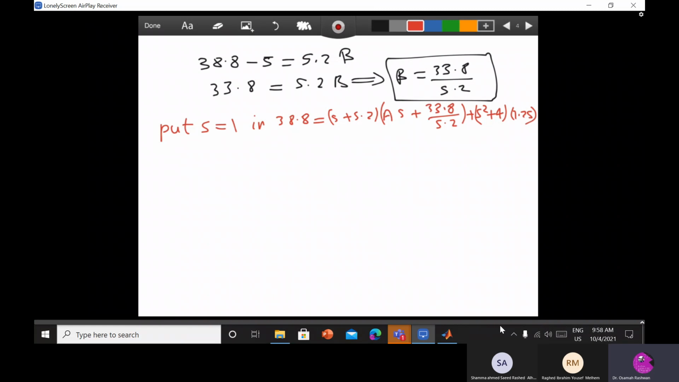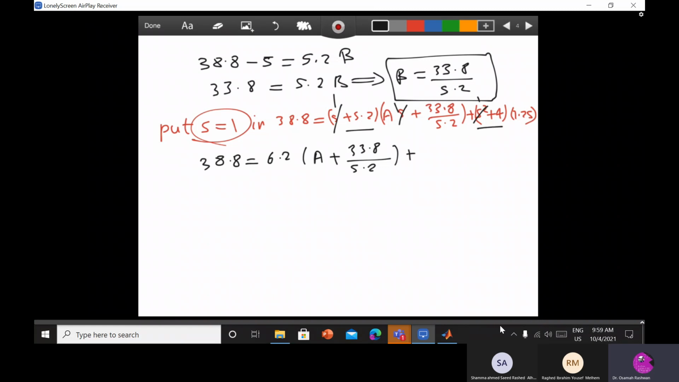Now I will put S equal to 1. So this one will be 1, this one will be 1, and this one will be 1. 38.8 equal to 1 plus 5.2. It will be what? 6.2. And they'll have A here plus 33.8 over 5.2. Plus 1 plus 4 is 5. 5 times 1.25 is 6.75. I'm correct? Yes. Okay. Now I'm looking for A.